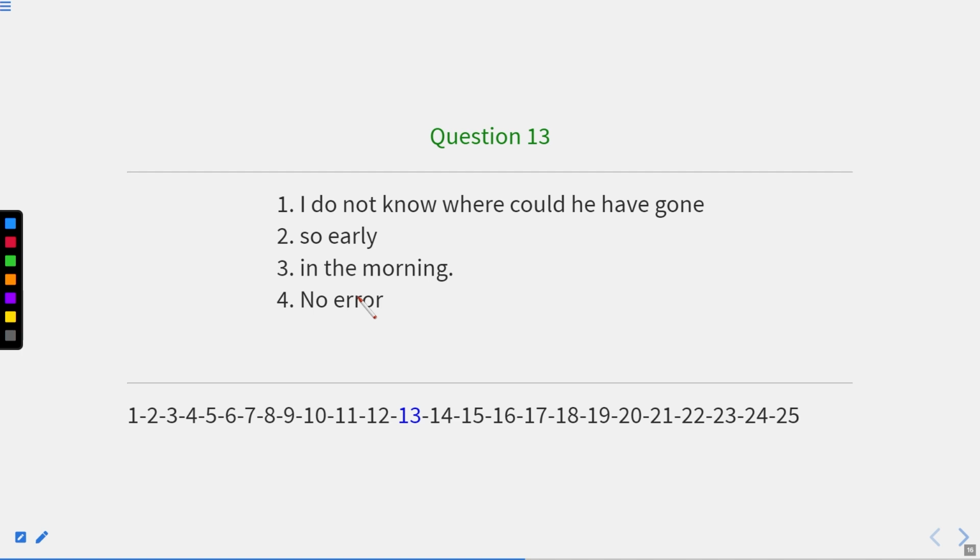This is question number 13 now. I do not know where could he have gone so early in the morning. Now, as I told you before as well, the question structure changes into assertive structure. So where could he will be replaced with where he could have gone. So the first part contains the error. So the answer will be first, because where he would or could have gone should come. So the correct sentence will be, I do not know where he could have gone or where he would have gone so early in the morning. Okay, now let us move to the next one.